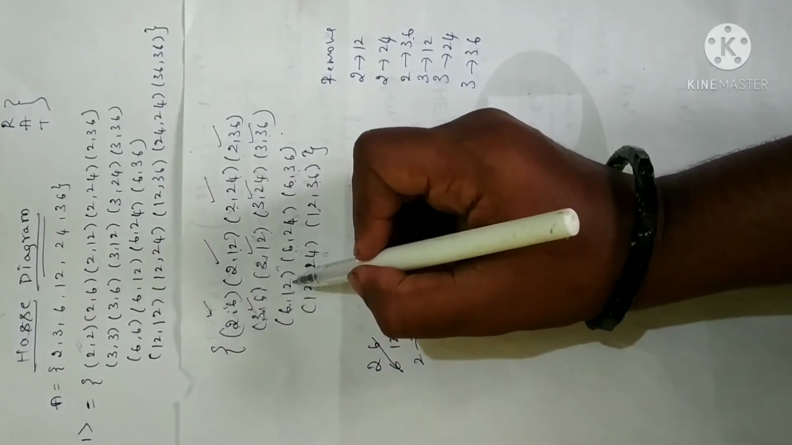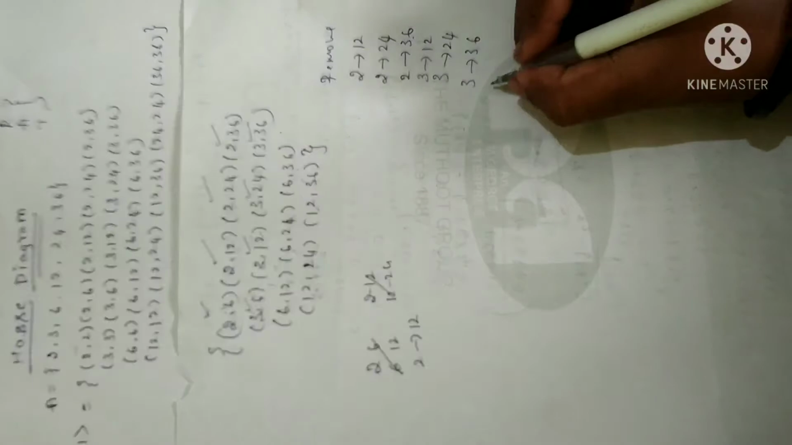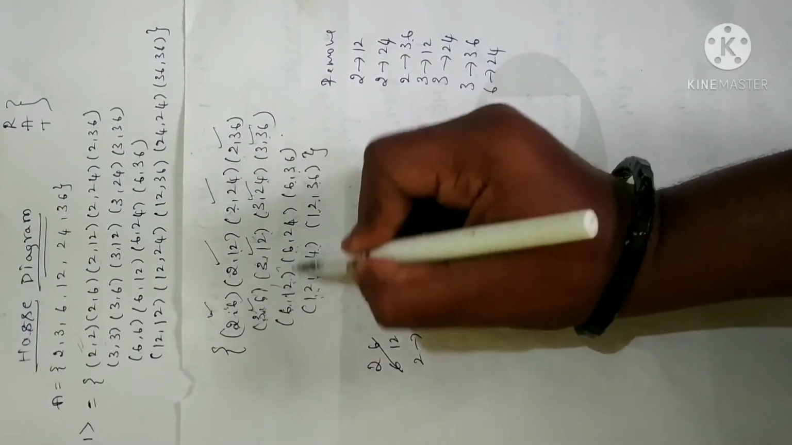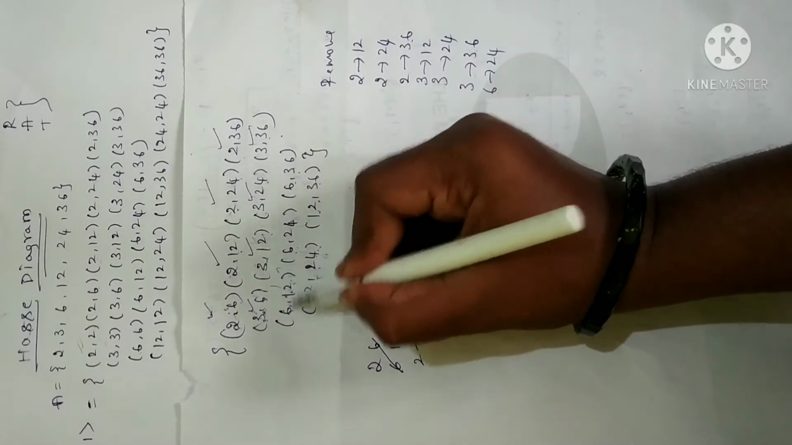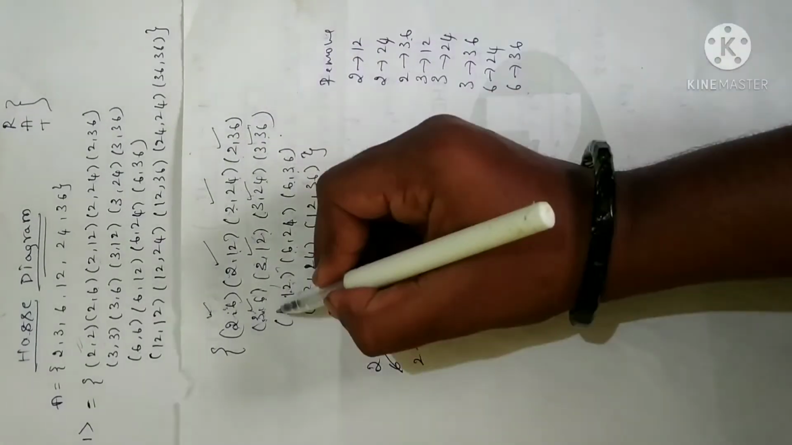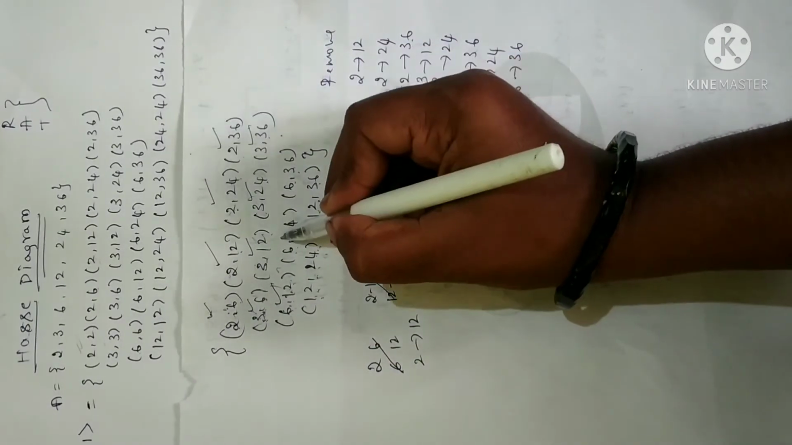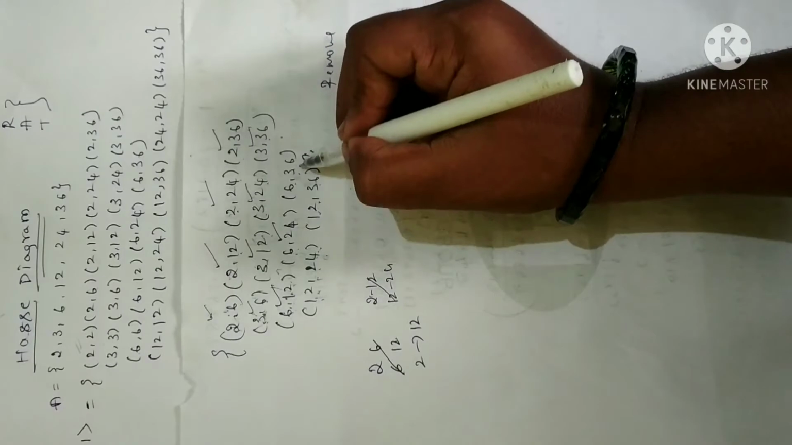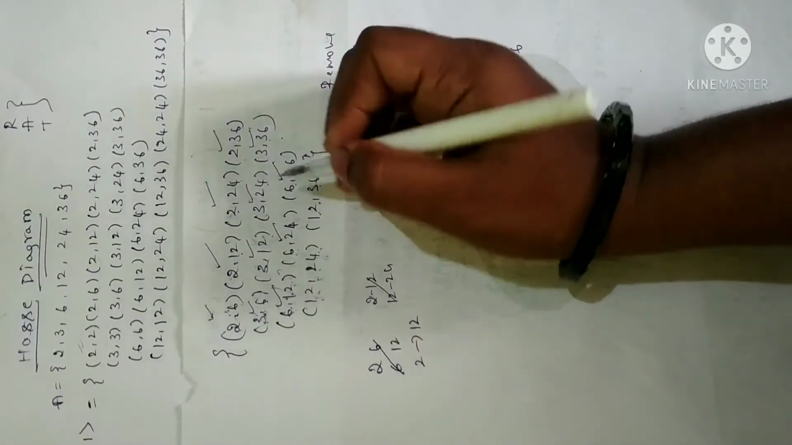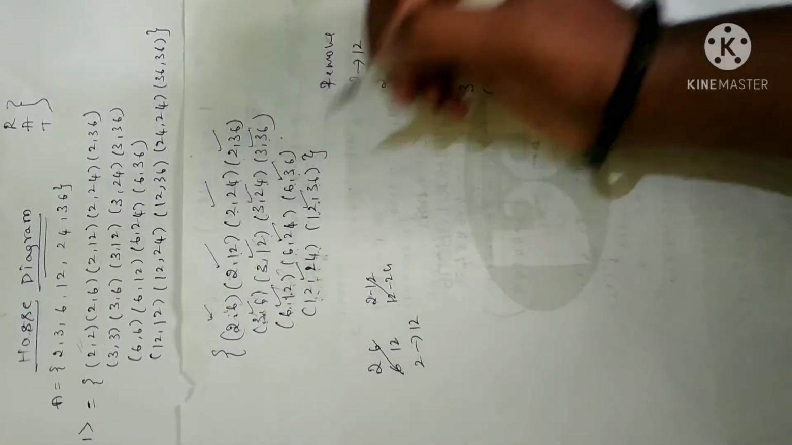Next 6 to 12 I have, so 12 to 24 I have, the 12s get cancelled, 6 to 24 I have to remove. Fine. Next 6 to 12, 12 to 36, the 12s get cancelled, 6 to 36 I have to remove. Fine, nothing else. Next 6 to 24, no element starting with 24, nothing to deal with this. Next 6 to 36, no element starting with 36, nothing to deal with. 12 to 24, again no element with 24. 12 to 36, again no element starting with 36.